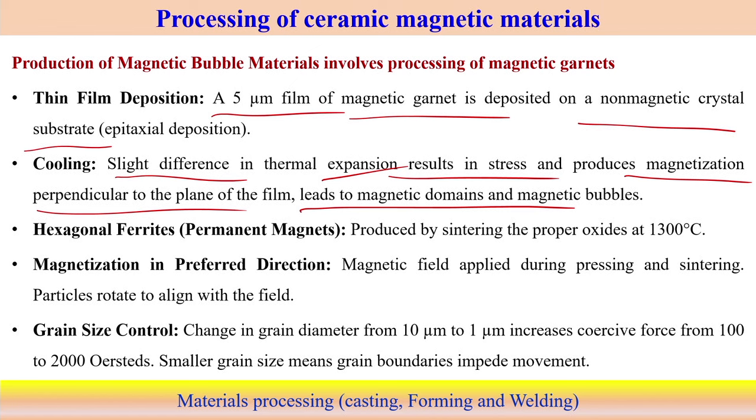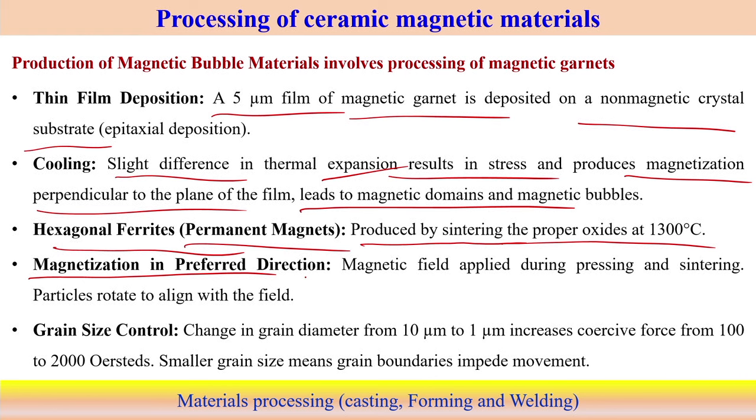Now, hexagonal ferrites, permanent magnets: if we produce the hexagonal ferrites, they are produced by sintering the oxides at 1300 degrees centigrade. So hexagonal ferrites, meaning permanent magnets, are produced through sintering of the oxides at 1300 degrees centigrade. After that, the magnetization in a preferred direction is produced: the magnetic field is applied during the pressing and sintering of the particles. During this, the external magnetic field is oriented so that the particles are placed aligned to the magnetic field, so that a magnetic field in one preferred direction is produced.